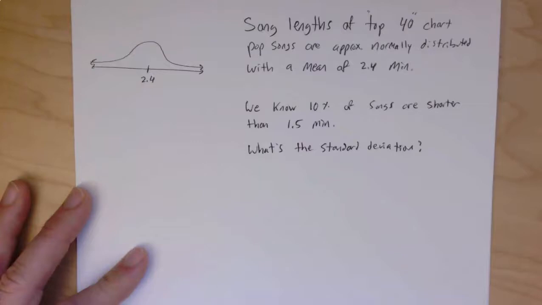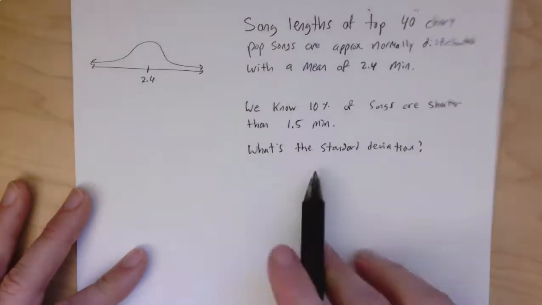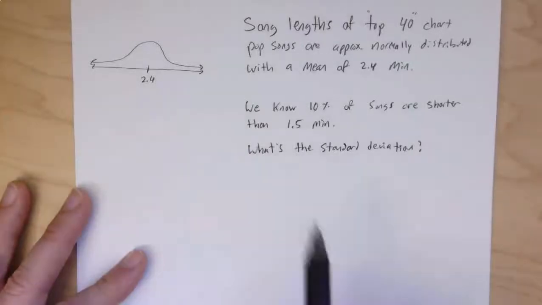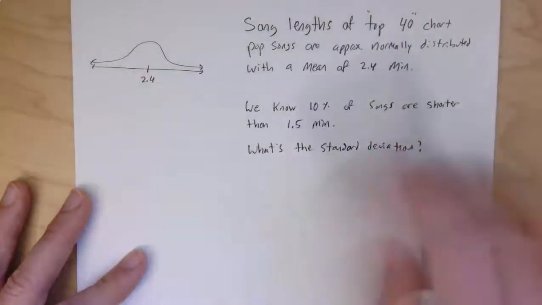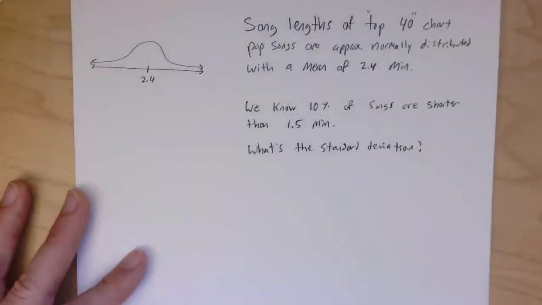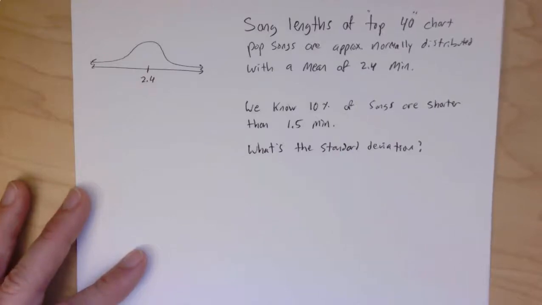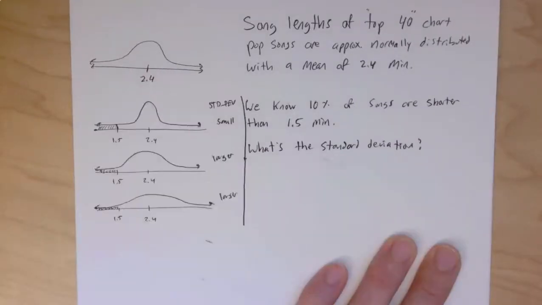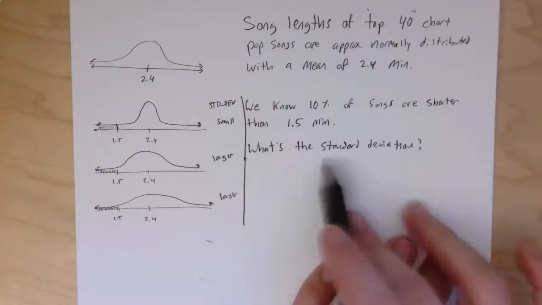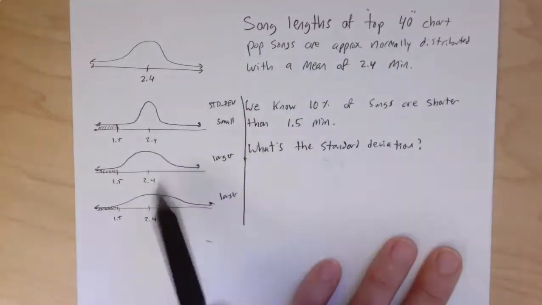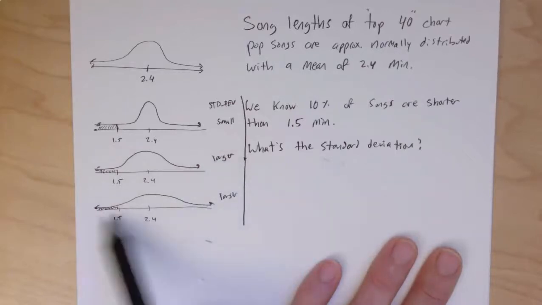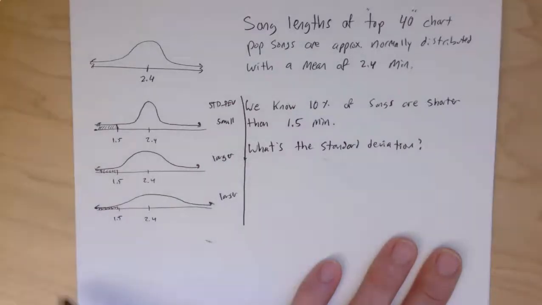What if we want to know the following? If we know that 10% of songs are shorter than a minute and a half, what's the standard deviation of the normal curve that fits our approximately normal data? So here's sort of like a picture, which is how I think about it. Conceptually, what the question is asking is, how big does the spread around the mean have to be for exactly 10% of the data to fall below this threshold?